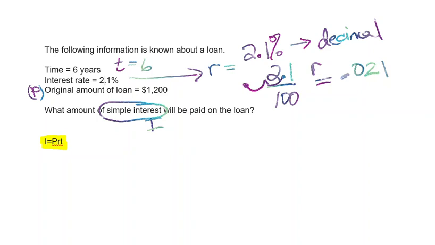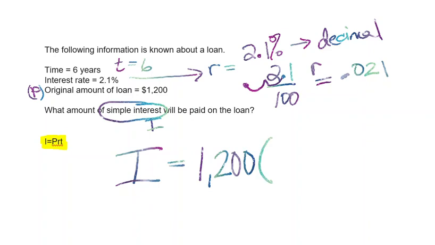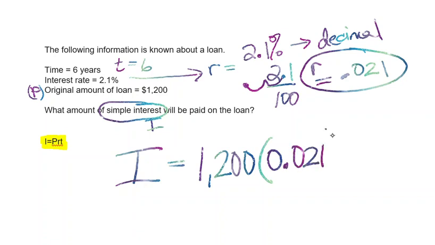Or how much money, I guess if this is a loan, how much money we're going to owe after 6 years. Sorry. So again, this is just asking me for the interest, not the total amount of the loan after 6 years. So I, which represents the amount of interest, is equal to principal 1,200 times the rate as a decimal, 0.021, times the number of years, 6 years.